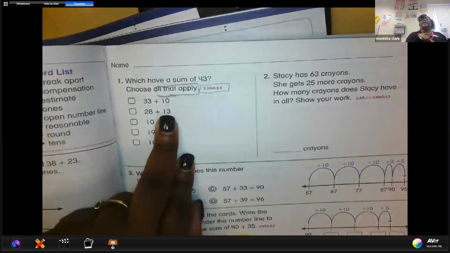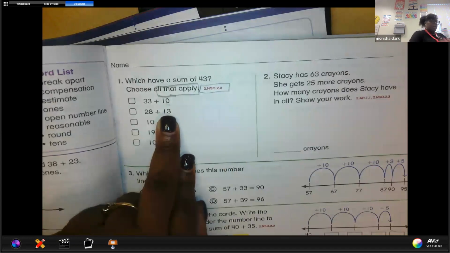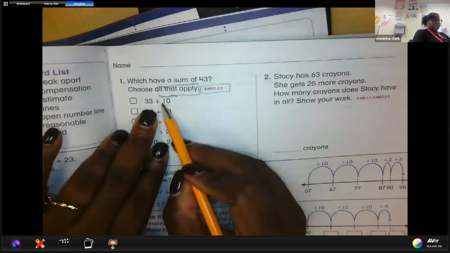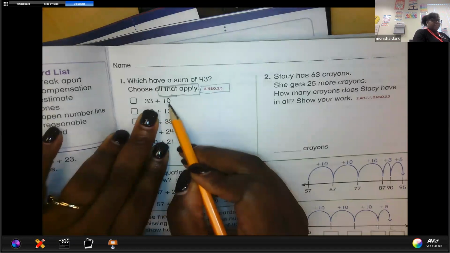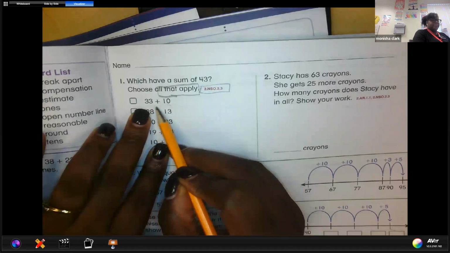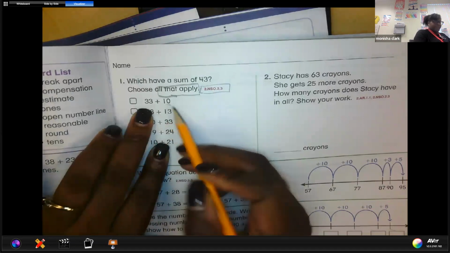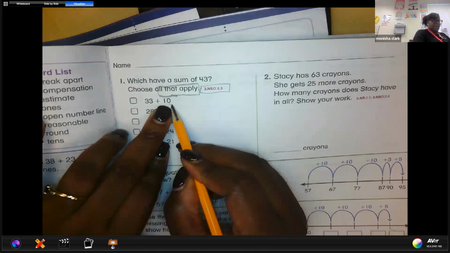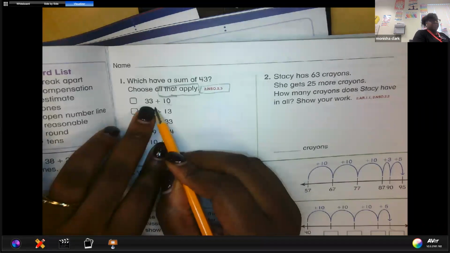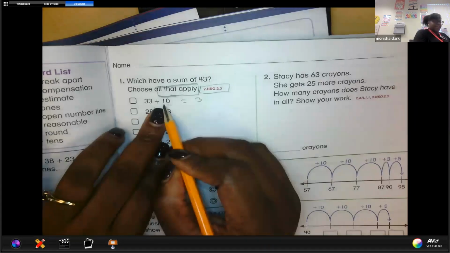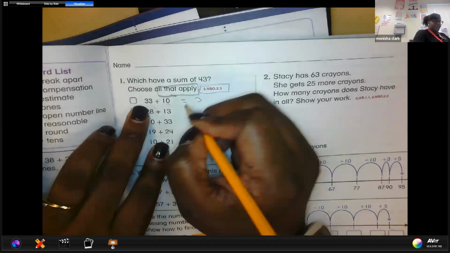If it were me, I would go through each problem to see what equals 43. Let's look. This one is nice and easy for us, isn't it? Because we know that we have a 0 here. So that's going to be 43. If we have a 0 here, 0 plus 3 is 3. And 1 plus 3 is? So does that equal 43?